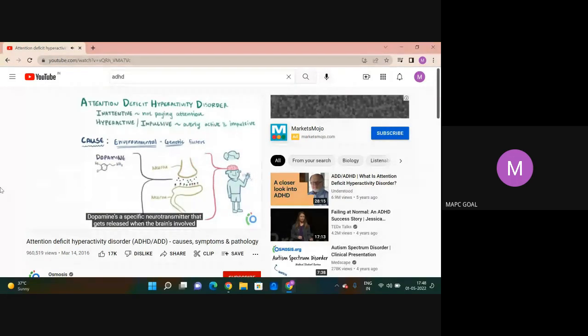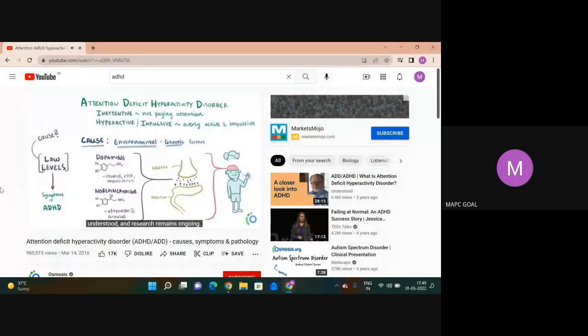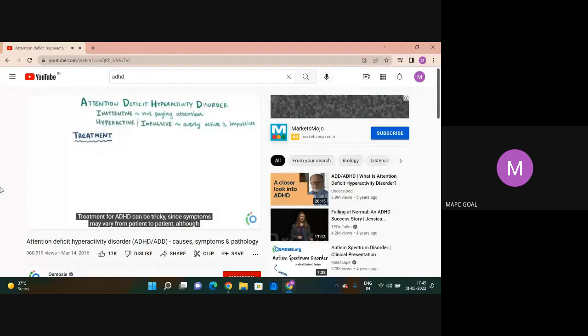Dopamine is a specific neurotransmitter that gets released when the brain's involved with behaviors like getting a reward, taking a risk, and being impulsive. Norepinephrine is another neurotransmitter involved in attention and arousal. It's thought that lower amounts of these two neurotransmitters floating around contributes to symptoms of ADHD. The reason why these neurotransmitters might be down in the first place is still not well understood, and research remains ongoing. Now, treatment for ADHD can be tricky, since symptoms might vary from patient to patient, although it most often involves either behavioral psychotherapy, medication, or both.